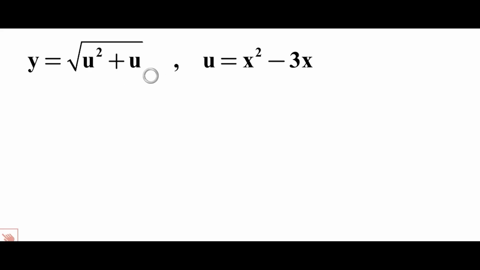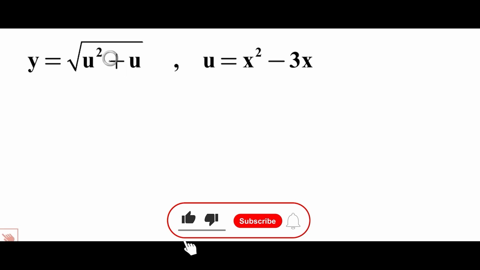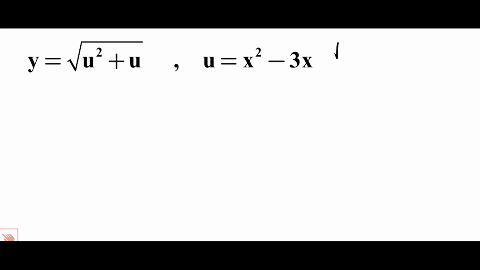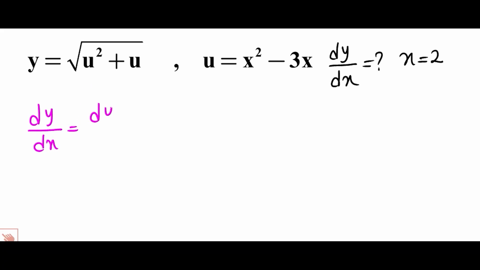For example, we are given two equations. y is equal to the square root of u squared plus u, and u is equal to x squared minus 3x. Our goal is to find the derivative of y with respect to x at the specific point where x is 2. Okay guys, in this example, since u is a function of x and y is a function of u, we need to use the chain rule in this form: dy/dx is equal to dy/du times du/dx.